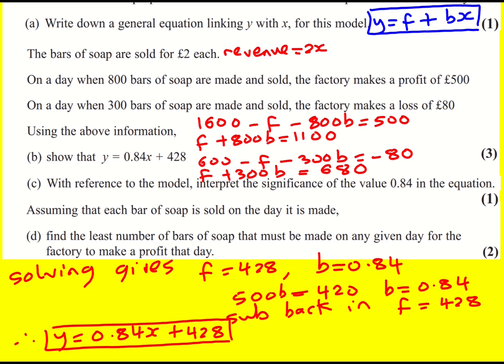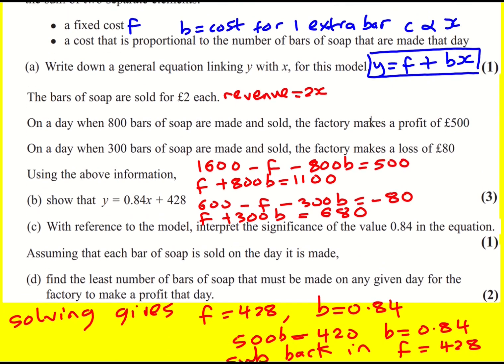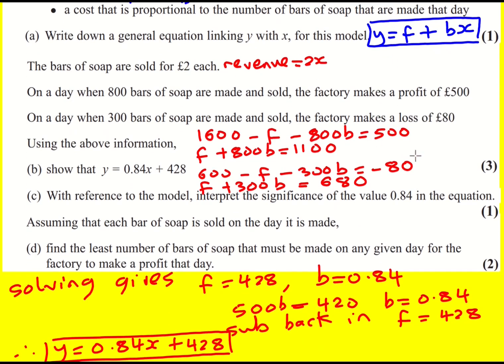With reference to the model, interpret the significance of 0.84. Remember, that was our value of B, which I defined earlier as the cost for one extra bar. Again, I don't want to say it costs 84 pence for one bar because there is that fixed cost as well. So it costs 0.84 pounds extra per bar.